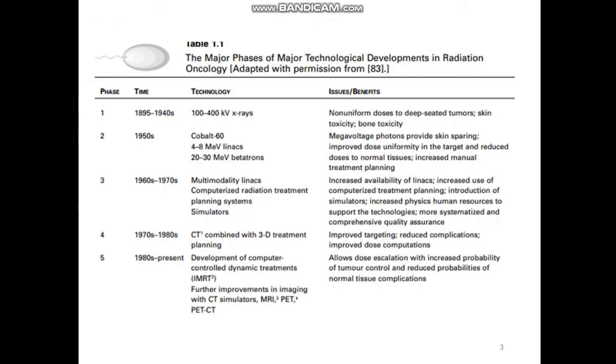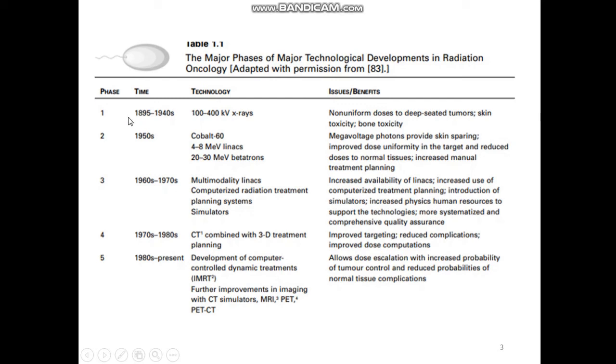In this table, you can see the major phases of major technological developments in radiation oncology. As you can see here, there are 5 phases of this process. First step begins from 1895 to 1940s. Main technology of this phase is X-rays with 100 to 400 kilovoltage. Important issues are non-uniform doses to deep-seated tumors, skin toxicity, and bone toxicity.